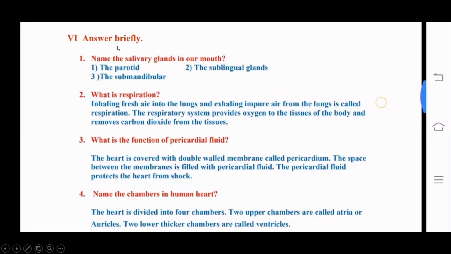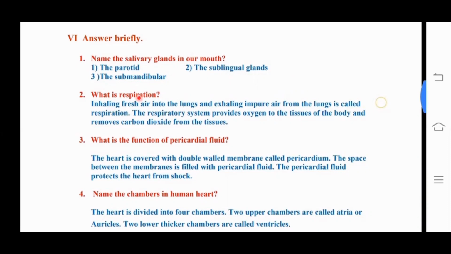Today we will see part 4 of unit 1, the organ system. Name the salivary glands in our mouth. How many are there? We have learned in the lesson that there are 3 salivary glands. Now we can learn what they are: the parotid, the sublingual gland, and the third one is the submandibular gland. These are the 3 salivary glands found in our mouth.